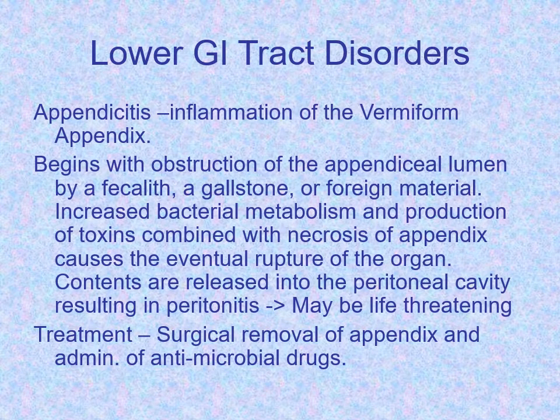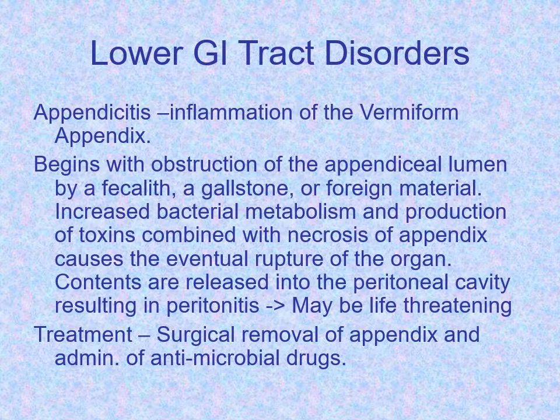Appendicitis is an inflammation of the structure called the vermiform appendix. It usually begins with an obstruction of the appendiceal lumen by a fecolith. And a fecolith is something called a poop stone, where you have fecal matter that precipitates inside of the appendix and then hardens there. Could be a gallstone, could be foreign material. Increased bacterial metabolism and production of toxins combined with necrosis of the appendix will cause the eventual rupture of the organ. When the organ ruptures, the contents are released into the peritoneal cavity, resulting in peritonitis. And this release of very toxic waste materials with bacteria may be life-threatening.